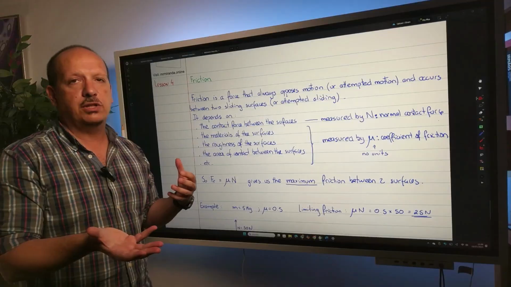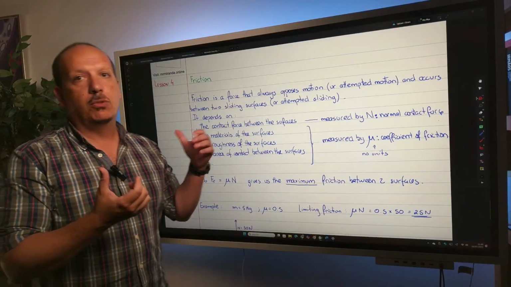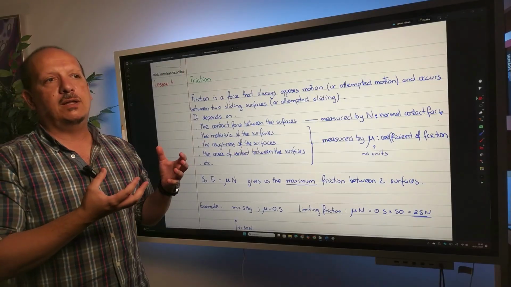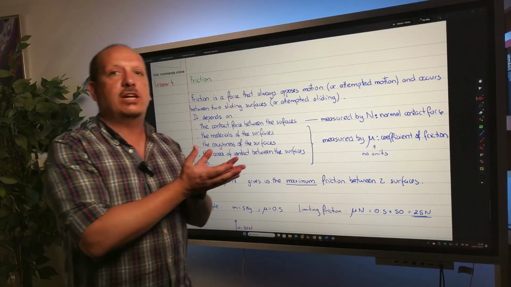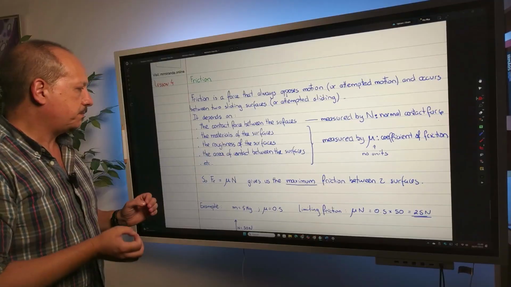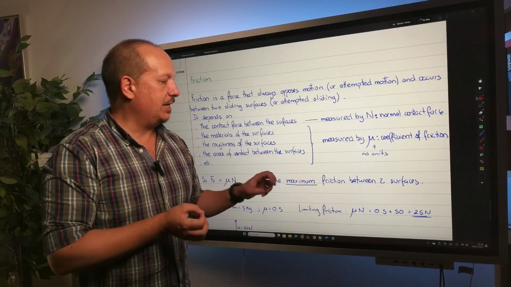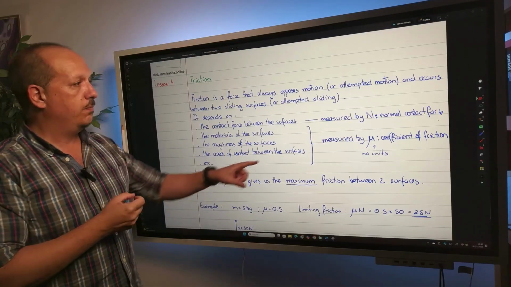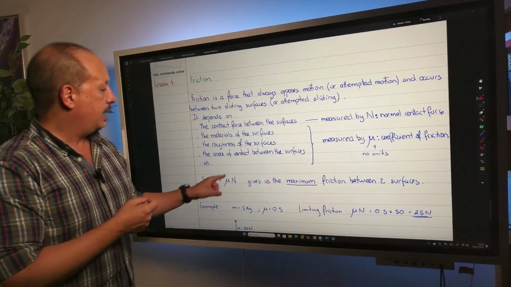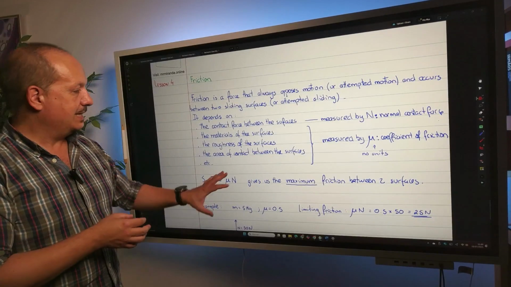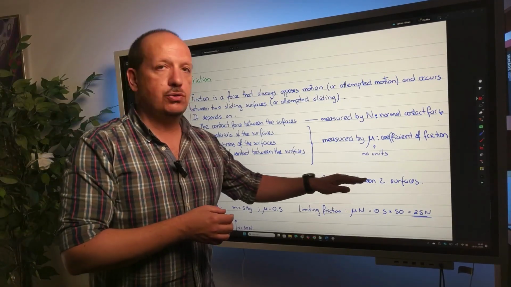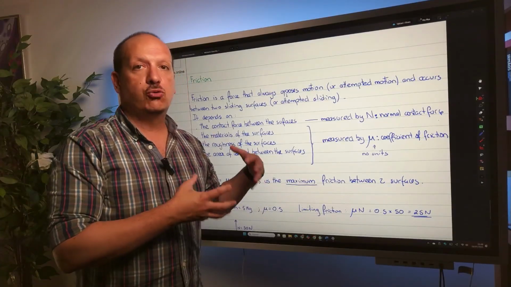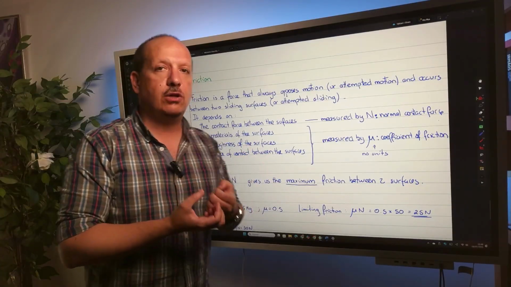The direction you already know is opposite to the motion or opposite to the direction where the object is trying to move, all right? And the maximum value of the friction between two objects is given by the product of these two, the coefficient of friction and the normal contact force. This is the maximum friction between two surfaces, but is not always the actual value of the friction. It will depend on the circumstances.